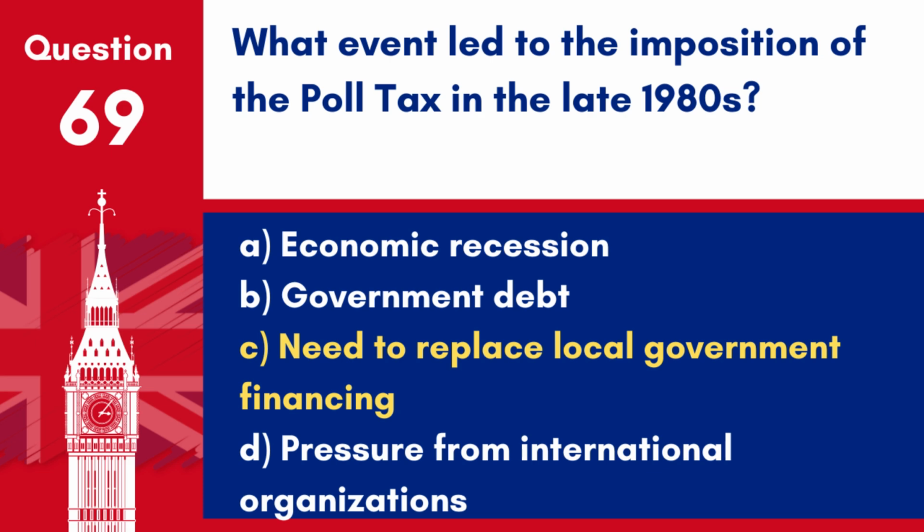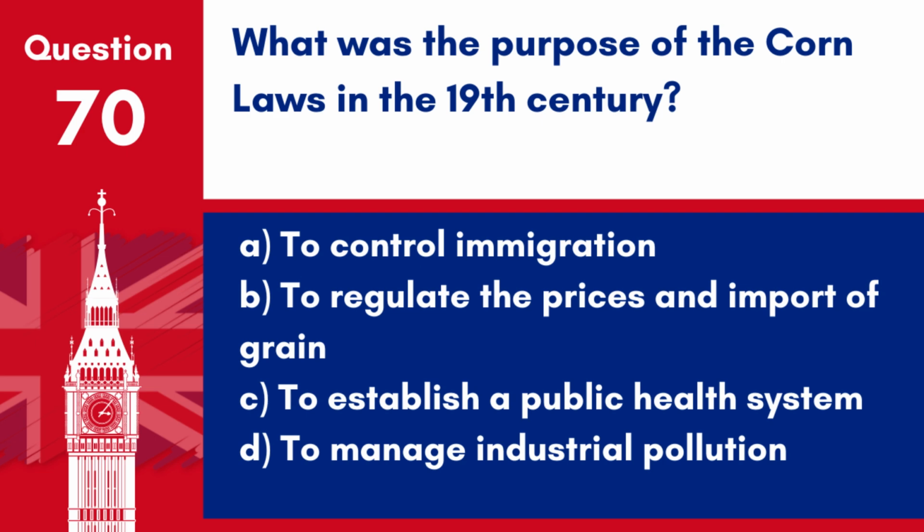The poll tax, officially known as the community charge, was introduced in the late 1980s as a means to replace the existing system of local government financing in the UK. Question 70. What was the purpose of the Corn Laws in the 19th century? A. To control immigration. B. To regulate the prices and import of grain. C. To establish a public health system. D. To manage industrial pollution.